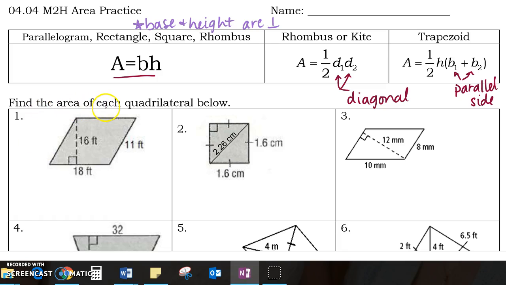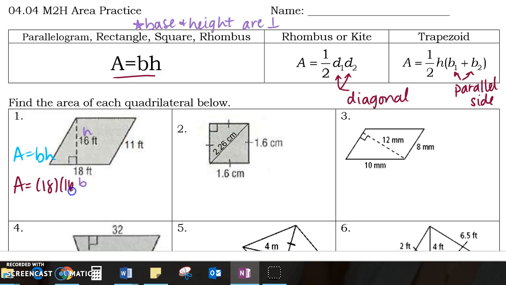It says find the area of each quadrilateral below. Taking a look, we can notice that this is a parallelogram since the sides are different here. It's not a rhombus, but parallelogram, which if you look above means we're going to be using base times height. So if we know our area is base times height, we have to figure out which one's the base, which one's the height. And like we said, base and height are perpendicular, which means that we will be using 18 as the base and 16 as the height. So we substitute them into our equation.